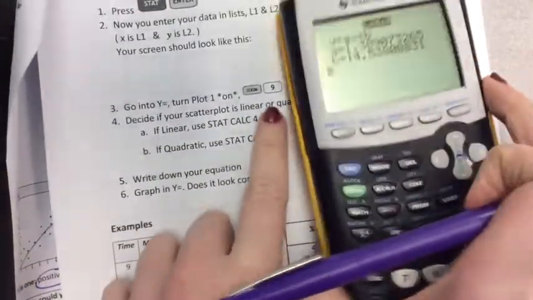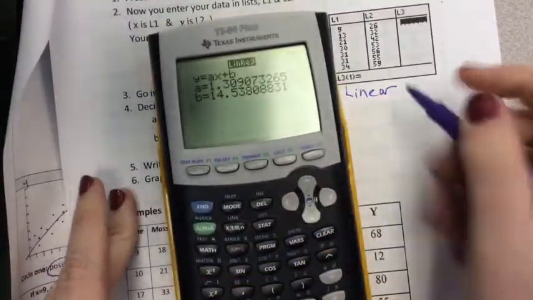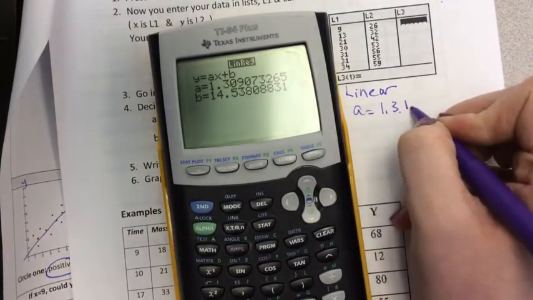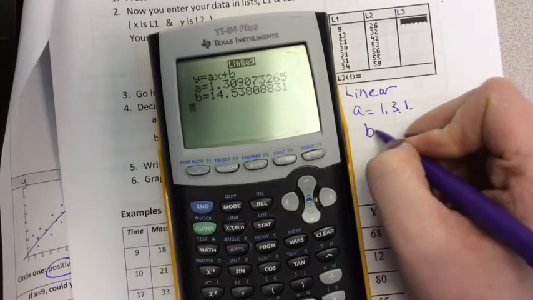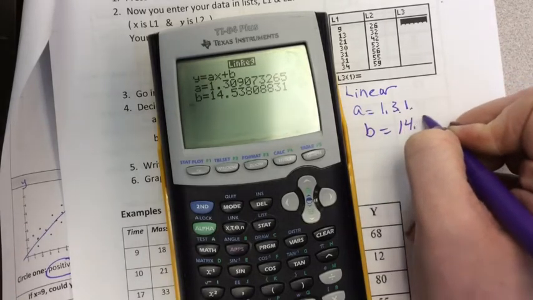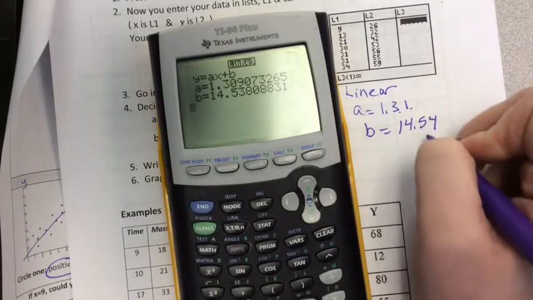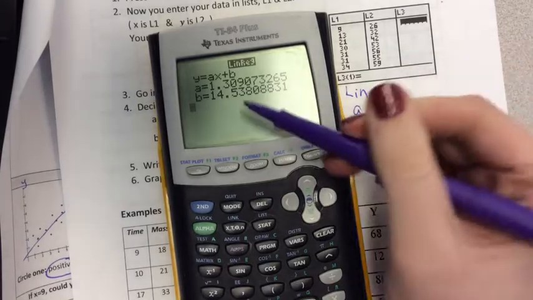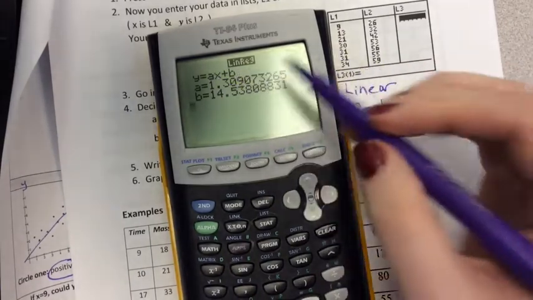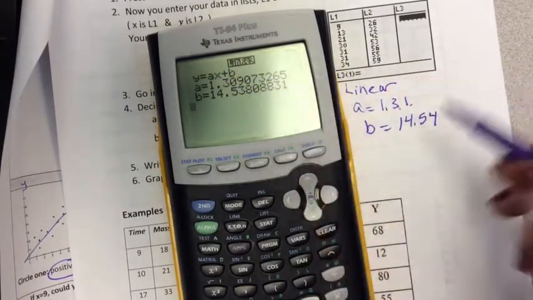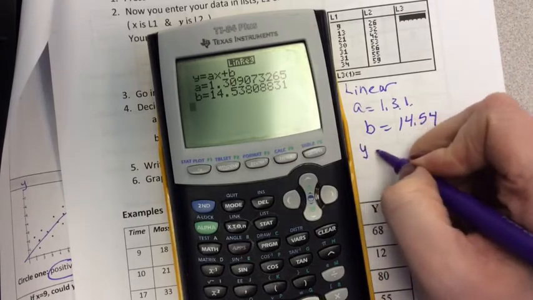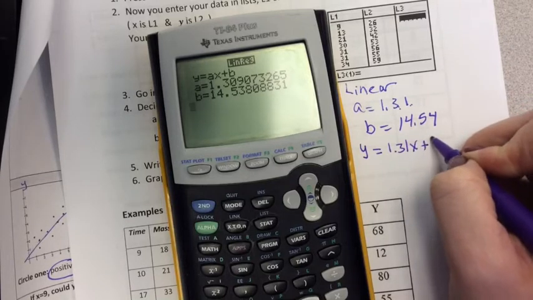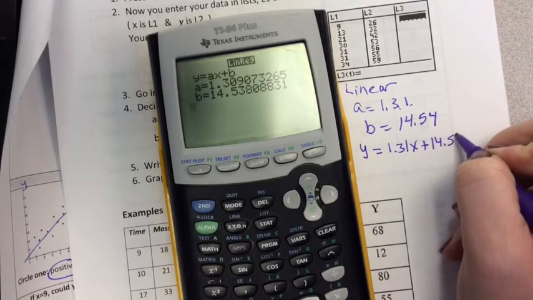So we need to write down what A and B equals. So A equals 1.31. You want to go to 2 decimal points when you're rounding. And then B equals 14.54, again with rounding to 2 decimal places. So then as an equation, it tells us y equals ax plus b, kind of like y equals mx plus b. We're going to fill in our blanks. Y equals 1.31x plus 14.54.